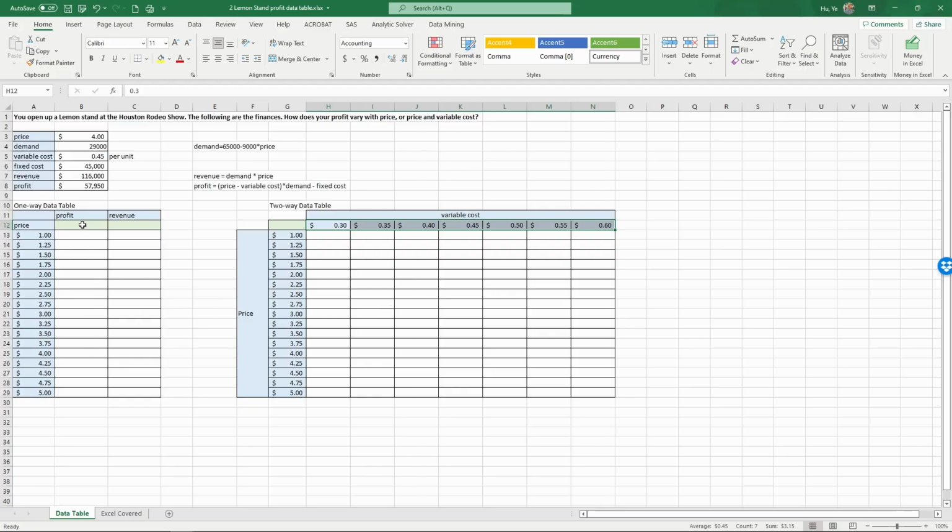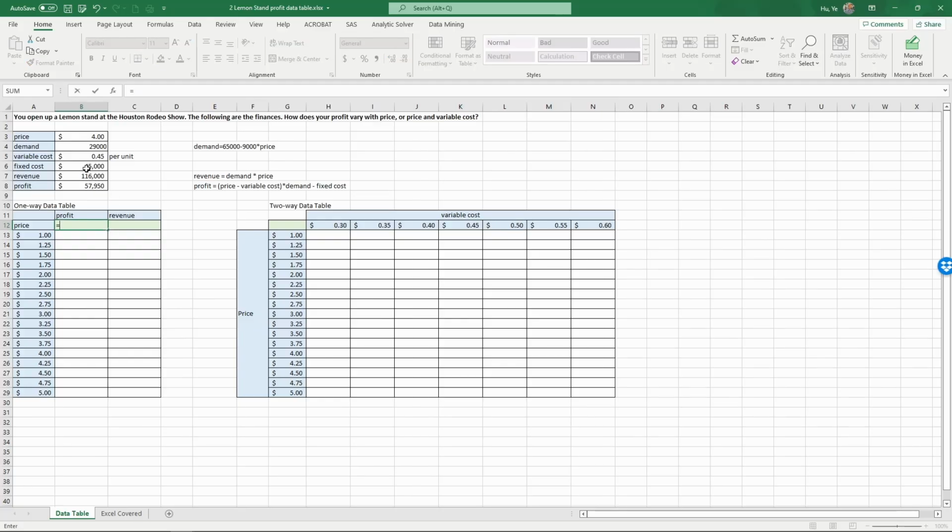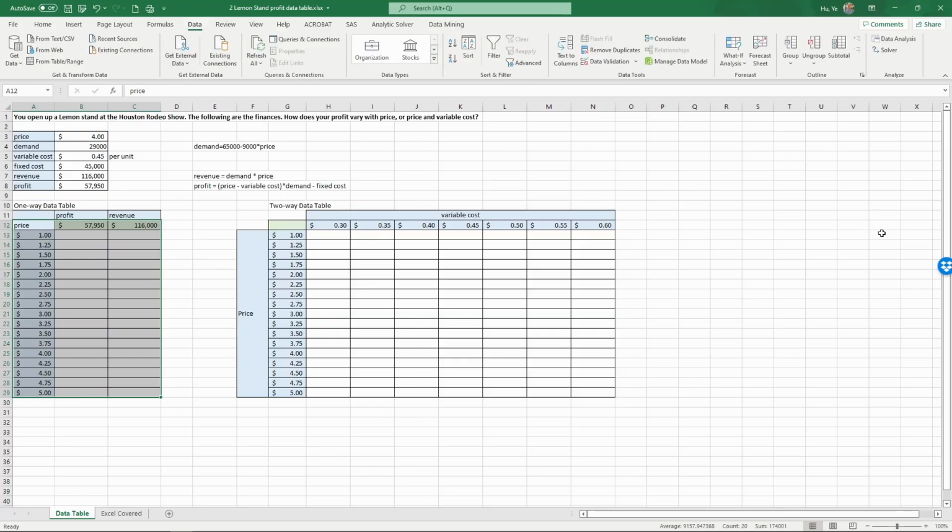To run the one-way data table, we're going to put the profit here, so that will be equal to the profit that we calculated in B8, and enter. Then we can also simultaneously do this for revenue, so that's equal to the revenue we calculated here in cell B7, and enter. Now we have laid this out. We're going to select this area and go to Data, What-If Analysis, Data Table.